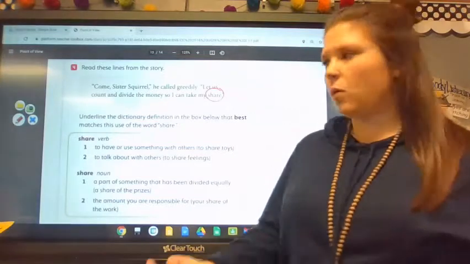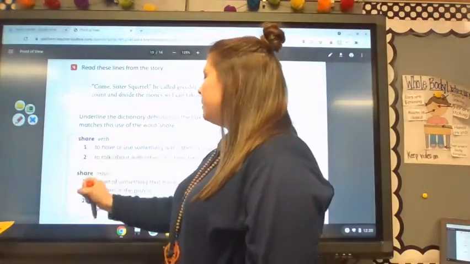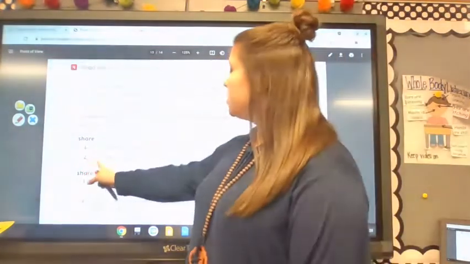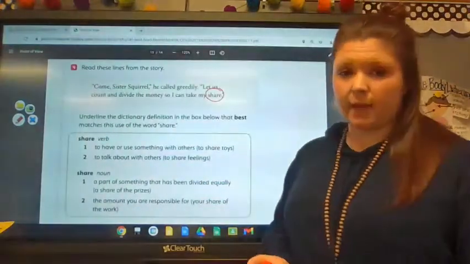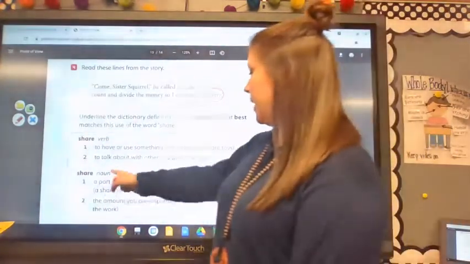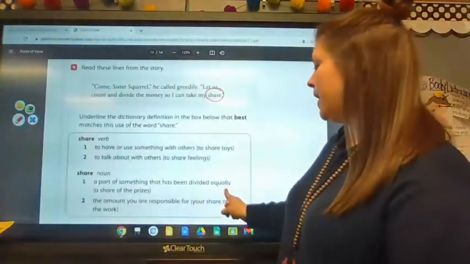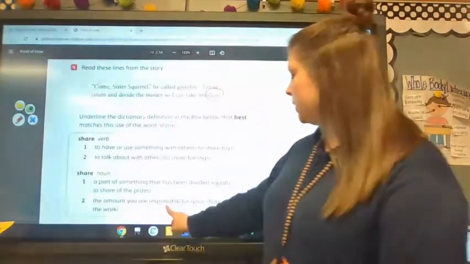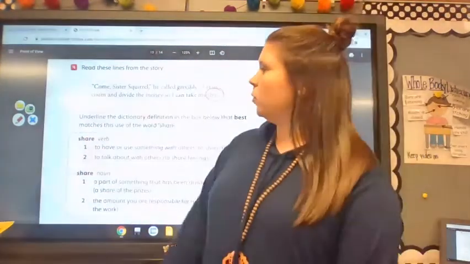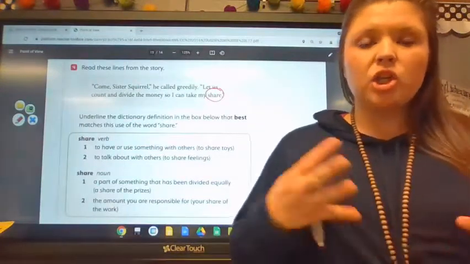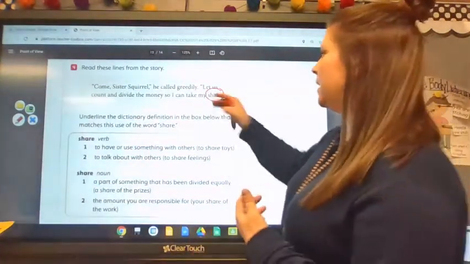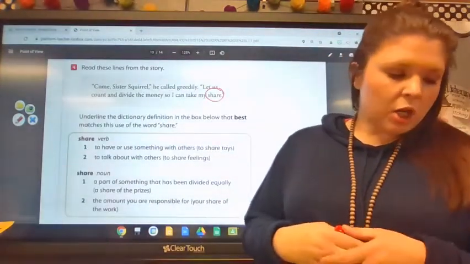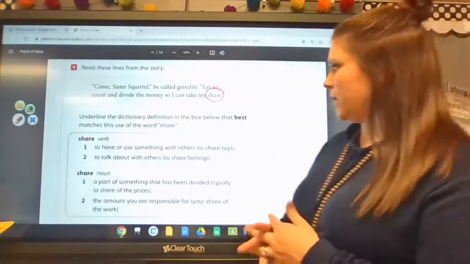Share is a multiple meaning word. Share can be a verb meaning to have or use something with others, to share toys, or to talk about with others, to share your feelings. Share can also be a noun, a part of something that has been divided equally, a share of the prize, or the amount you are responsible for, your share of the work. Okay? So what share is being talked about in this sentence? Let us count and divide the money so I can take my share. You're supposed to underline the definition that it's talking about.